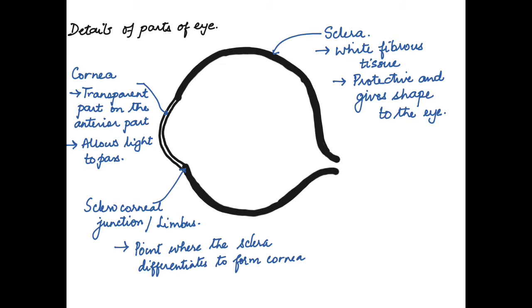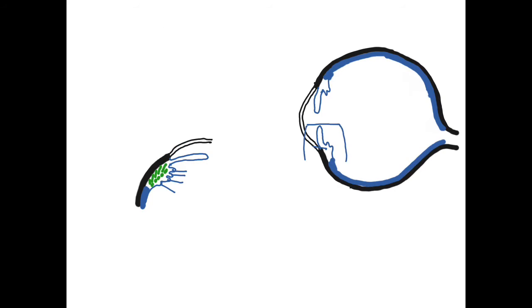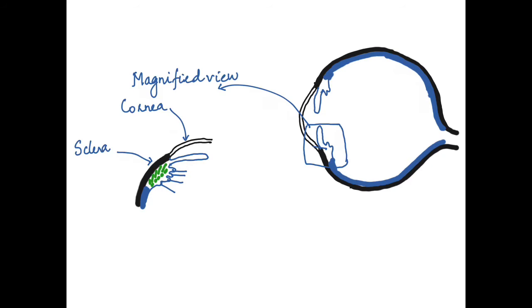The next layer, that is the layer inner to the sclera, is the choroid layer. Now, choroid layer is a pigmented layer and it forms the iris in the anterior part of the eye. So, here is a magnified view of the anterior part. It shows the cornea and the sclera, and inner to that it shows the choroid layer. Now, the choroid layer extends to form the iris, which is inside the cornea. This iris gives color to the eye since it has pigments.